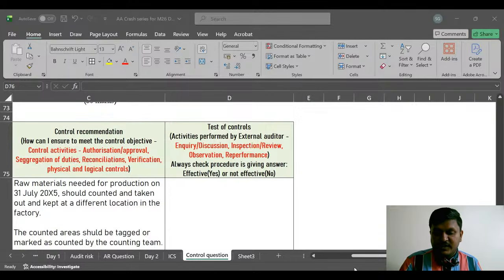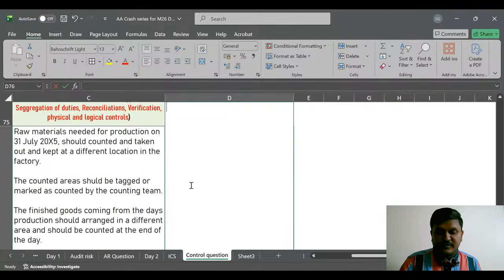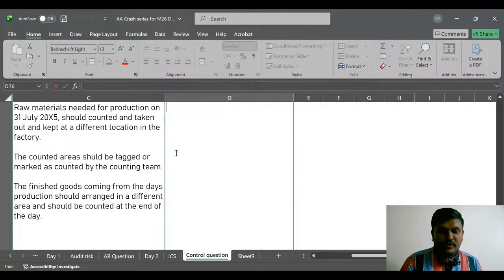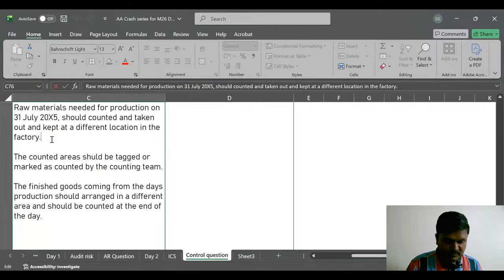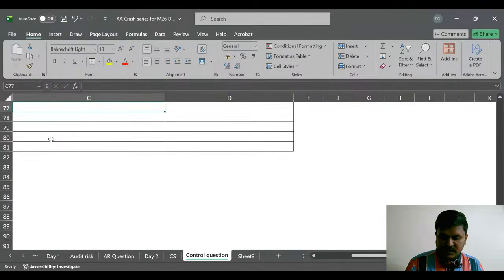Whatever controls you have put in over here, you need to consider this thing. The first control I put in, what? Raw material needed for production on 31st July should be counted and taken out and kept at a different location at the factory at the start of the day itself. You can mention at the start of the day.